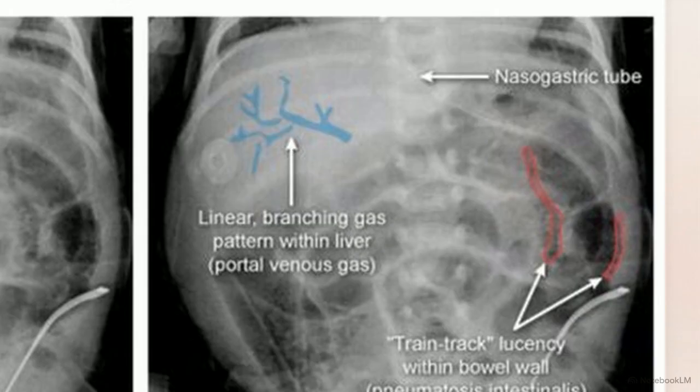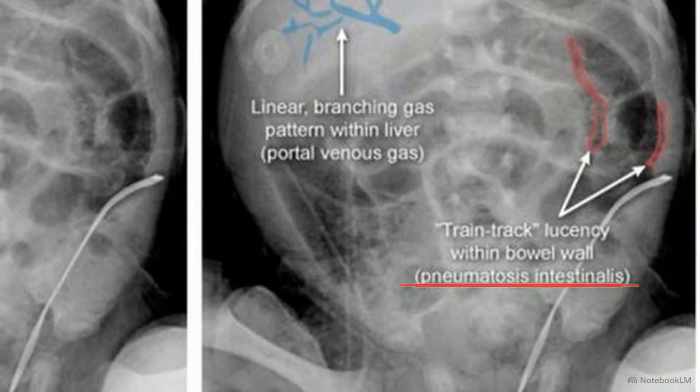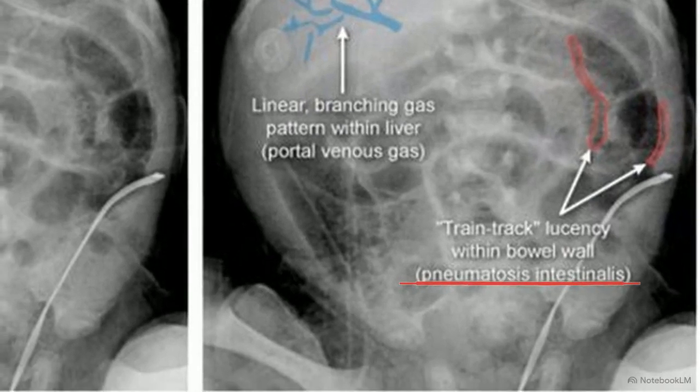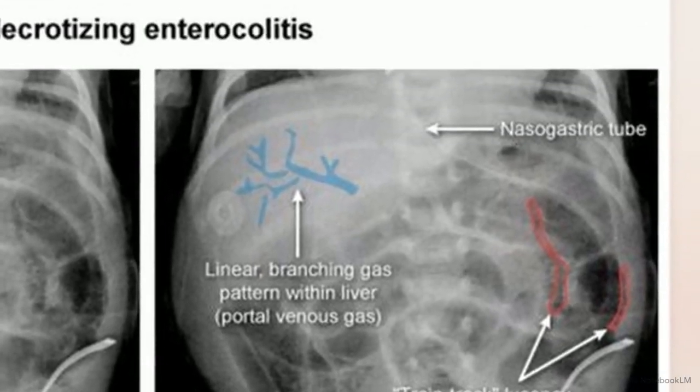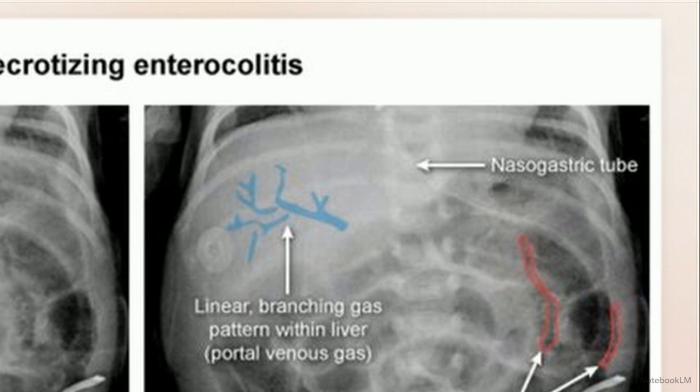This X-ray shows a premature neonate with bilious emesis. Linear branching gas in the liver and train track lucency in the bowel wall indicate pneumatosis intestinalis, the hallmark of necrotizing enterocolitis. While broad-spectrum antibiotics are started, free air under the diaphragm dictates immediate surgery.